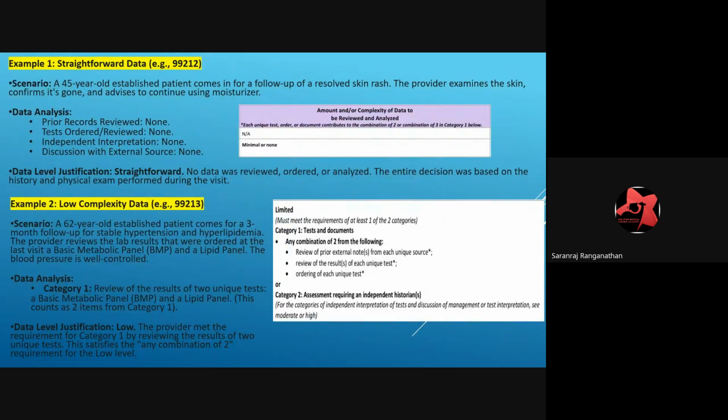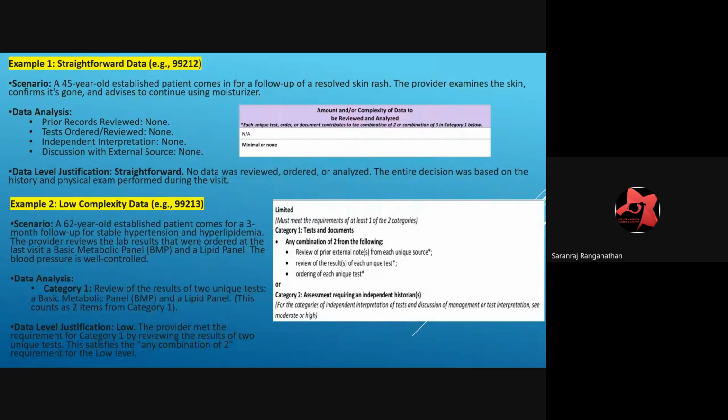Here, what we have is straightforward. So here what the straightforward says is minimal or none. Either the data will be very minimal or it is going to be none. So none: previous record is not there, test is not there, any independent interpretation is not there, any discussion, nothing is there.